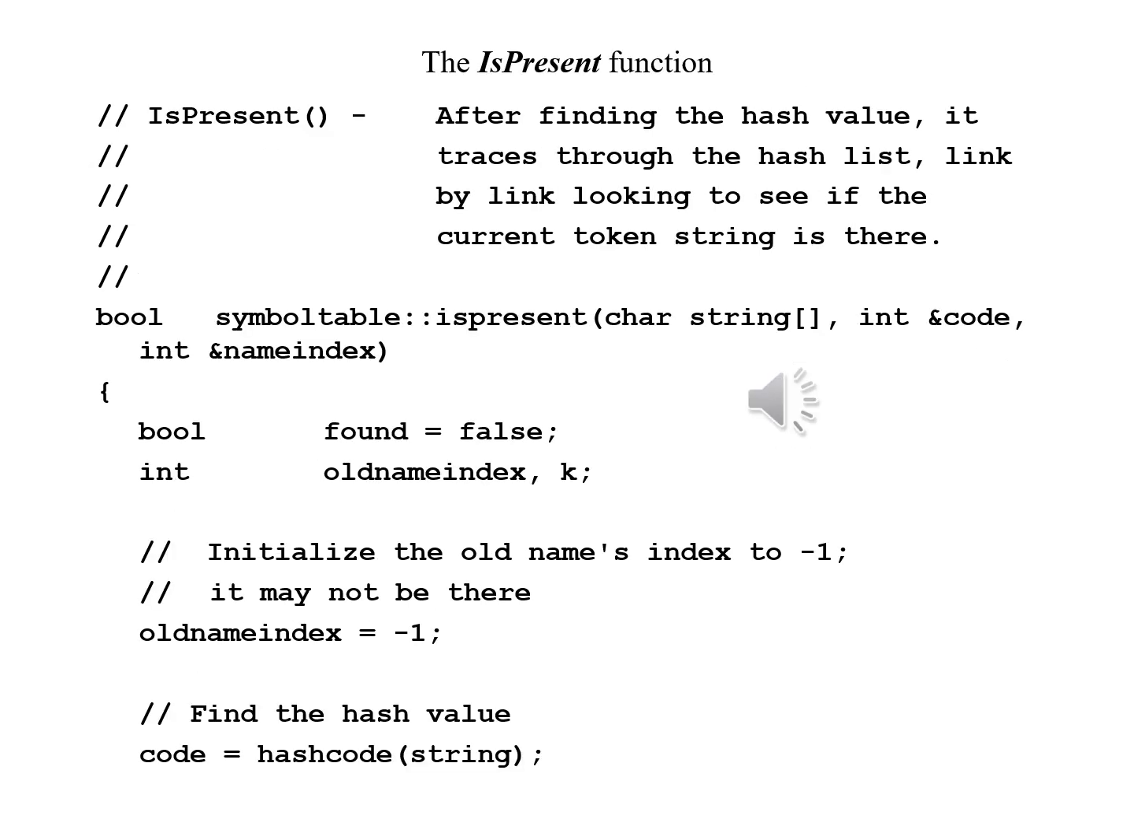IsPresent determines whether the symbol in question is in the symbol table. OldNameIndex will keep track of the previous index in the name table. We will need it later, but it is initially -1 because we have not yet found the name table entry. The next task is to find the hash value for the lexeme.